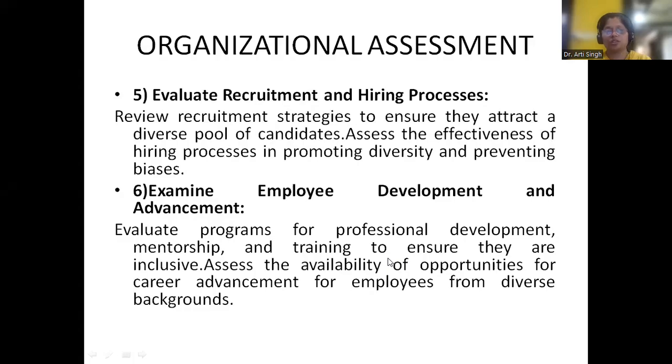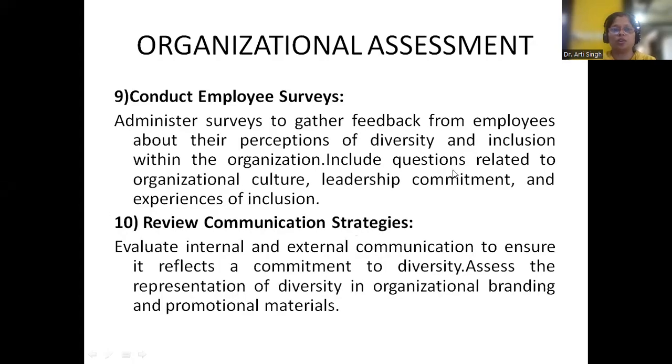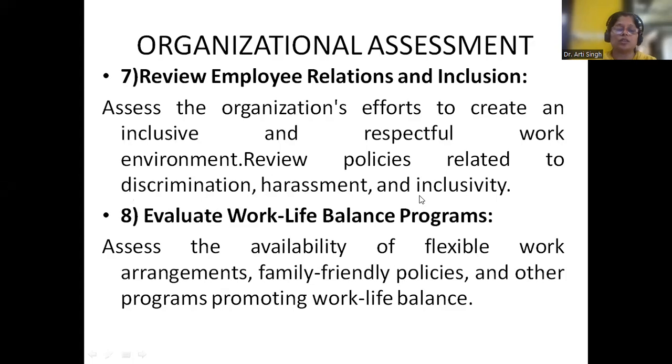Coming on to the next step, review employee relations and inclusion. Employee relations should be reviewed, checking whether all the employees from different backgrounds are being included in terms of initiatives, opinions, and their own views. Also, policies related to discrimination, harassment, and inclusivity in the organization should be checked. Then evaluate the work-life balance programs. Assess the availability of flexible work arrangements, family-friendly policies, and other programs promoting work-life balance for the employees of the organization.